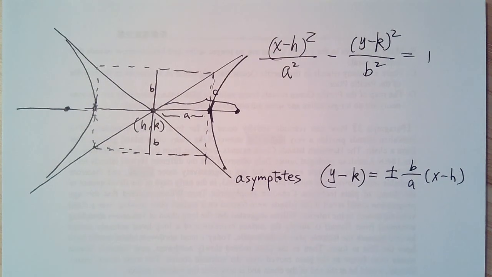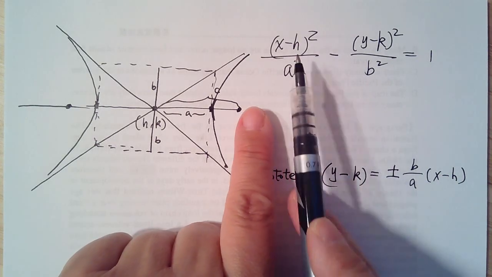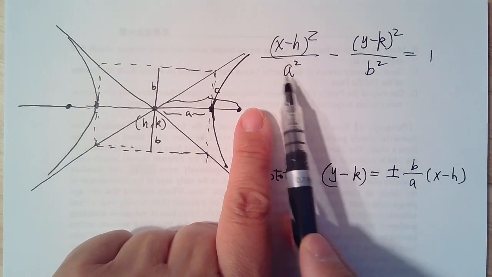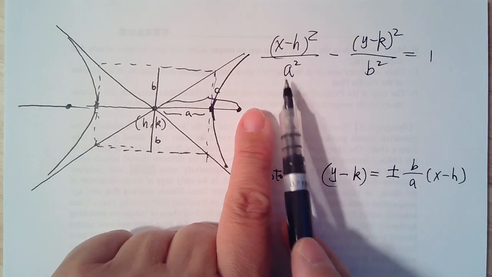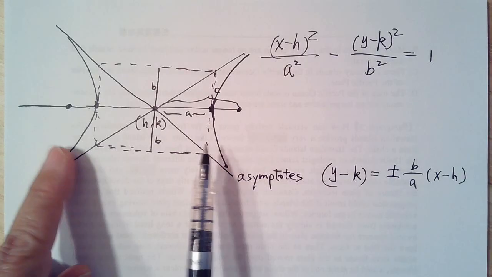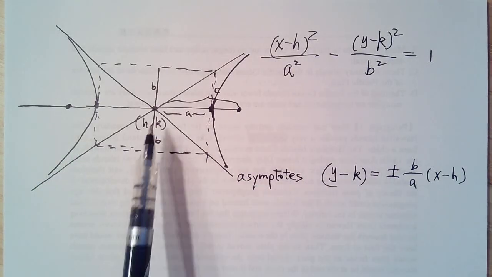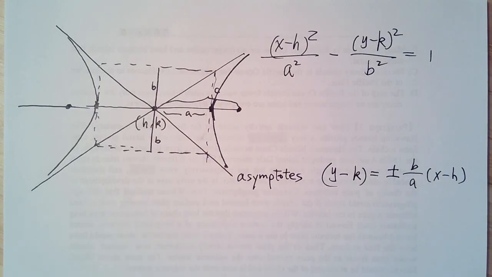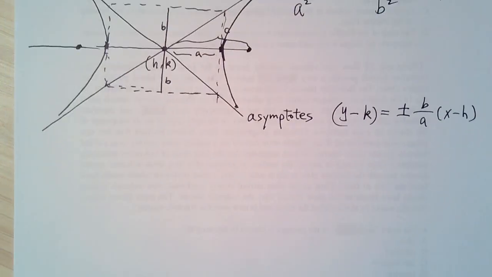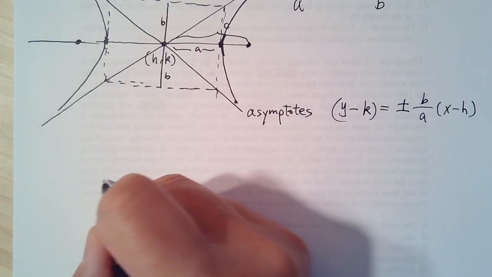All right, I'm going to let you take a look at this. If I give you an equation where the coefficient in the denominator of the x squared term is positive, I get left and right. Then I find a, find b, find the center, and then you can graph it for sure. All right, now what about the other one? The other one is up and down.